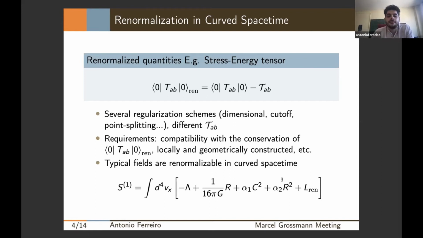Usually there are some requirements we need, for example, the conservation of the renormalized stress energy tensor, and they have to be constructed from local and geometrical terms. And an important result is that, of course, all the quantum matter fields are renormalized in the initial action by just considering the usual Einstein-Hilbert term plus some higher order terms. But the important thing is that these terms are finite and it is perfectly renormalizable.